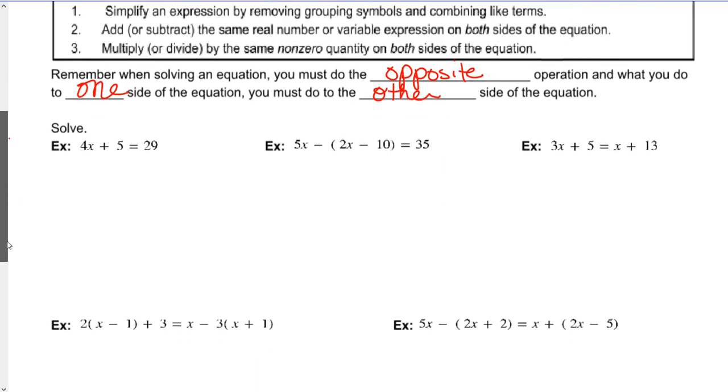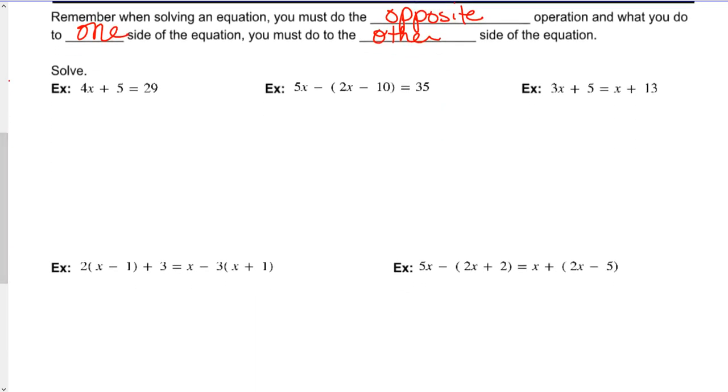So if we look at this first one, 4x + 5 = 29. My idea is I have to get this letter x by itself. This helps you split it into two sides with that equals. Notice I have this plus 5 hanging out here. If I could get rid of that, then I'm one step closer to getting x by itself with that 4. The opposite of addition is subtraction, so we are going to subtract 5 from both sides. What you do to one side, you must do to the other.